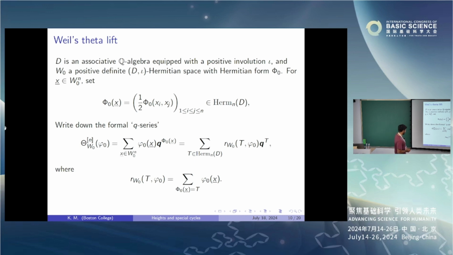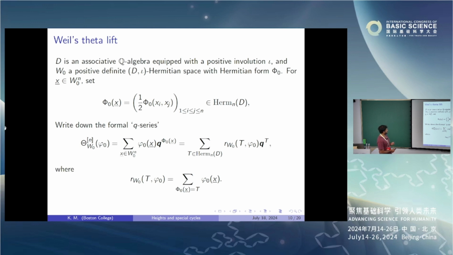So I think I skipped something on this page. What is this phi naught? This phi naught is a Schwartz function on the adelic points of W naught. That will show up on the next page. So this is an adelic formulation of a very classical construction of theta functions associated with positive definite spaces.